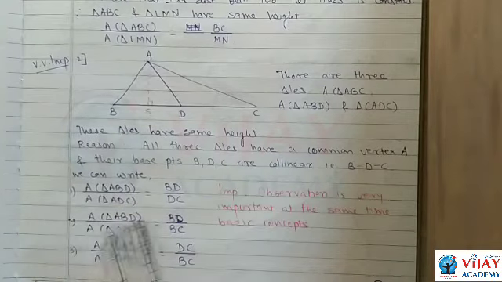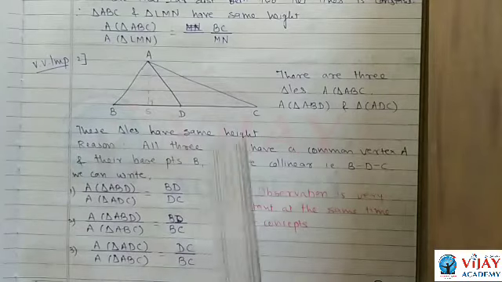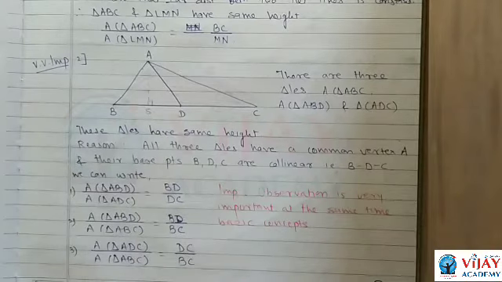Second one, the area of triangle ABD upon the area of triangle ABC, the corresponding bases are BD and BC, so the area of triangle ABD upon the area of triangle ABC is equal to BD upon BC. Third one is the area of triangle ADC upon the area of triangle ABC is equal to DC upon BC. And this is a very, very important case, and we use this type of triangles again and again. In case of BPT, we also use this type of triangles.